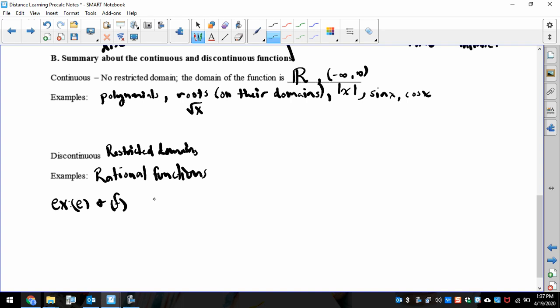Examples E and F from above. So rationals are usually written like this, where you have a polynomial p of x divided by a polynomial q of x, and q is not 0. So rational functions fall in this category of discontinuous functions. Obviously we saw the step function, or the greatest integer function, so we'll say step function.